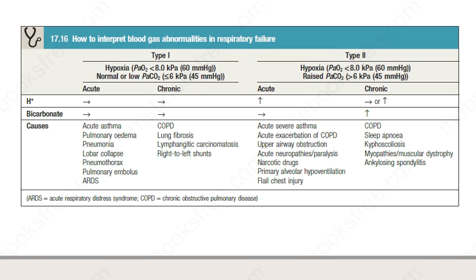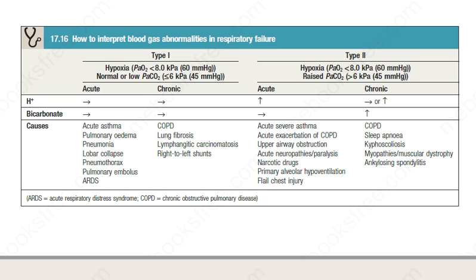or 45 mm mercury. In acute type 1 respiratory failure, hydrogen ion is normal, bicarbonate is normal. Causes are acute asthma, pulmonary edema, pneumonia, lobar collapse, pneumothorax, pulmonary embolus, ARDS. Chronic type 1 respiratory failure includes COPD, lung fibrosis, lymphangitic carcinomatosis, right to left shunts.